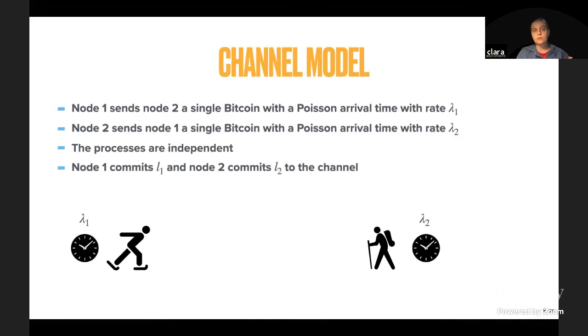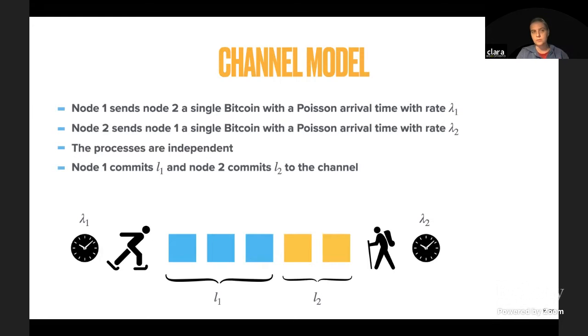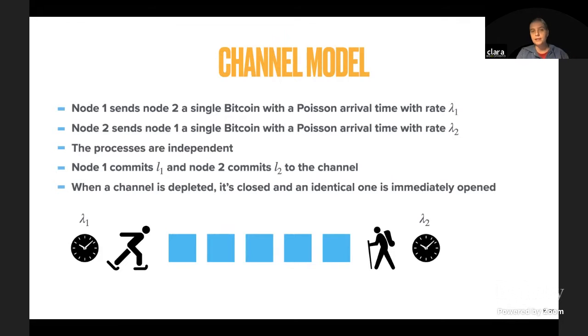So we're assuming for now that node 1 is going to commit L1 Bitcoin to the channel, and node 2 is committing L2 Bitcoin. Okay, and this is the starting position where the channel starts. Now, when they want to pay each other, let's say the second node wants to pay the first node, so they change the balances. Then the first node wants to pay the second one, and it goes on until suddenly there's no more Bitcoin on the first node's side. And if the first node wants to pay again, they have to reopen the channel. So we're assuming that when the channel is depleted, the two nodes immediately close and reopen an identical channel. And for the notation that we're going to use, this is going to be the cost of the channel given lambda 1, lambda 2, L1 and L2.